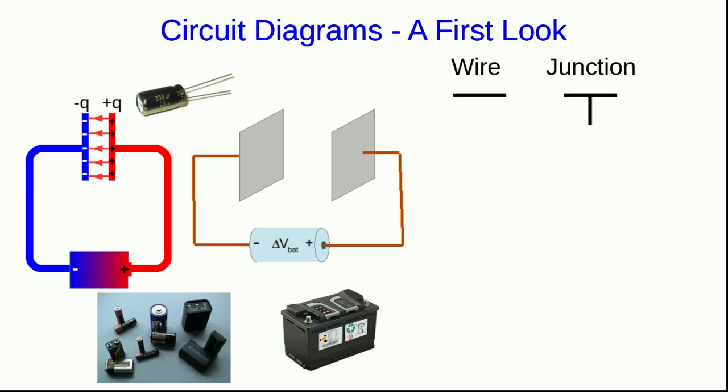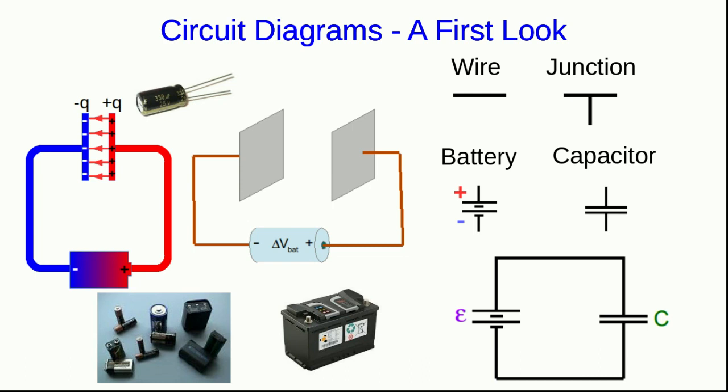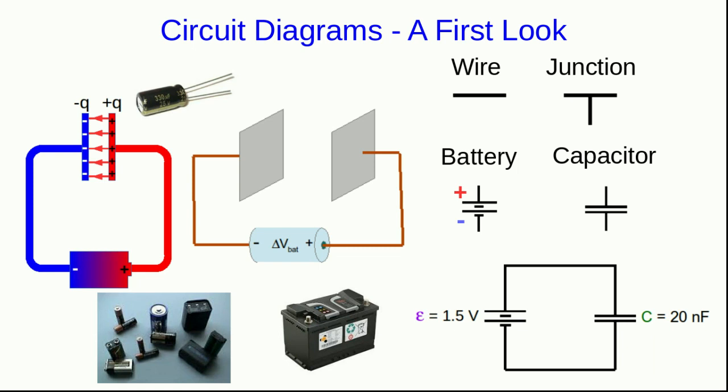Wires are just lines, and junctions, which is where wires meet, are just places where lines meet. But a battery is drawn this way, and by convention in this symbol, the large line corresponds to the positive terminal of the battery, and the small line corresponds to the negative terminal. And a capacitor just looks like a pair of plates. So under this set of conventions, this circuit of a capacitor with a battery would be drawn this way. Often when we draw a circuit diagram, if we know the EMFs of batteries, the capacitances of capacitors, and so on, we'll write them right onto the circuit diagram.